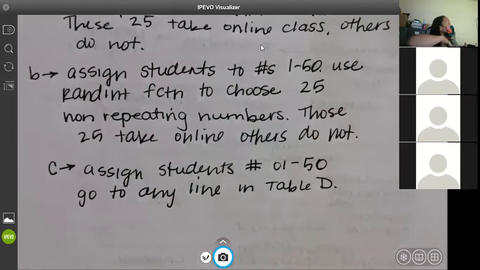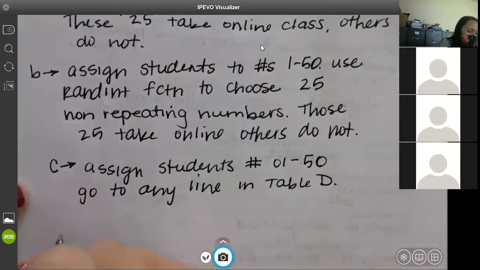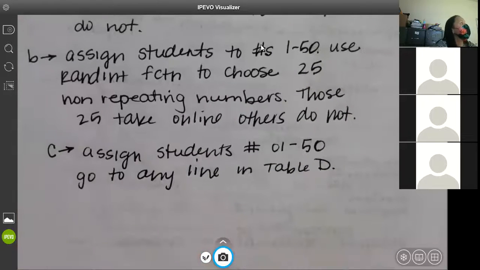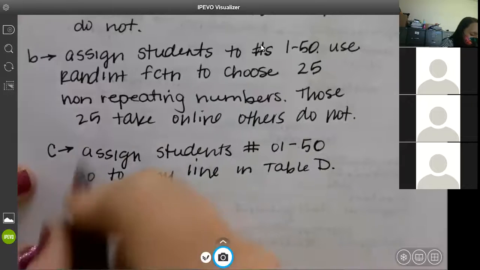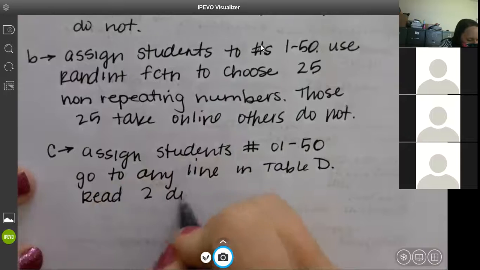So like if you actually have a conclusion, how did you pick these 25? Name the 25 you picked. How did you pick them? You make sure you say, I went to line 6 and I did this, okay? So always specify. On this one, we're not trying to specify the actual 25, so they can choose them any way that they want to, okay? So go to any line in table D. What are we going to do? Select the first 2 numbers, like, not select, read 2-digit numbers.